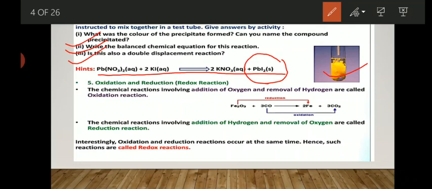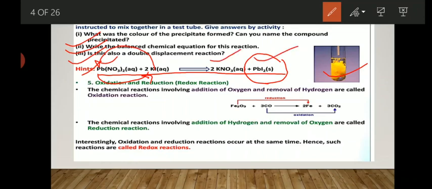So the answer to the first question, what was the color of the precipitate? The color of the precipitate is yellow. The name of the precipitate compound is lead iodide. The chemical equation we have already shown here. Now, is this a double displacement reaction? Yes, it is, because lead takes the place of potassium and potassium takes the place of lead, and because of this potassium nitrate and lead iodide are formed.